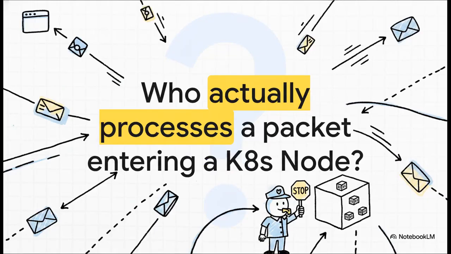So let's dive right into this by starting with a deceptively simple question. It's one that actually trips up even seasoned DevOps engineers. When a network packet from an outside client, say someone trying to access your newly deployed web app, finally enters a Kubernetes node, who is actually processing it? Take a second and think about your own clusters. Who's the traffic cop here?